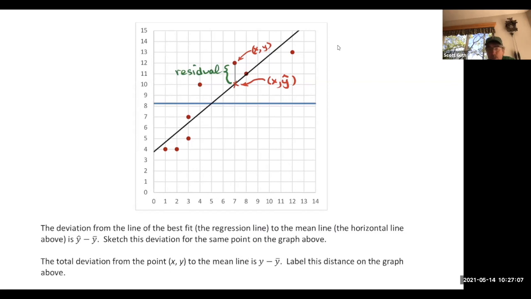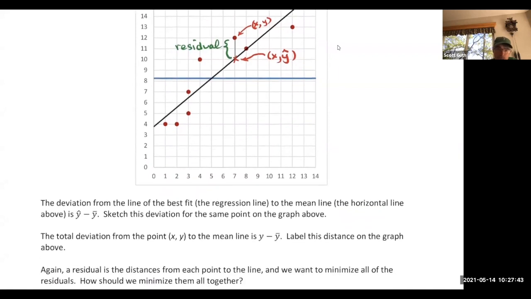Now, again, we want to pick a line where the points are as close as possible to the line. But my goal, therefore, is to minimize these residuals somehow. But there's a lot of them, so I'm going to have to minimize the total of all the residuals, if that makes sense. I don't want to just minimize one residual. If I only want to minimize one residual, I'll make the line go through that point. But if I'm trying to minimize all of them, I'm going to have to think about how I combine these residuals into one big measure of error, total error. That's what I'm trying to minimize.